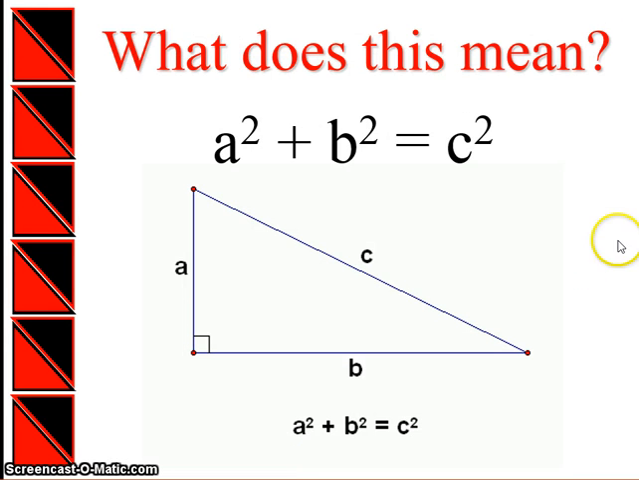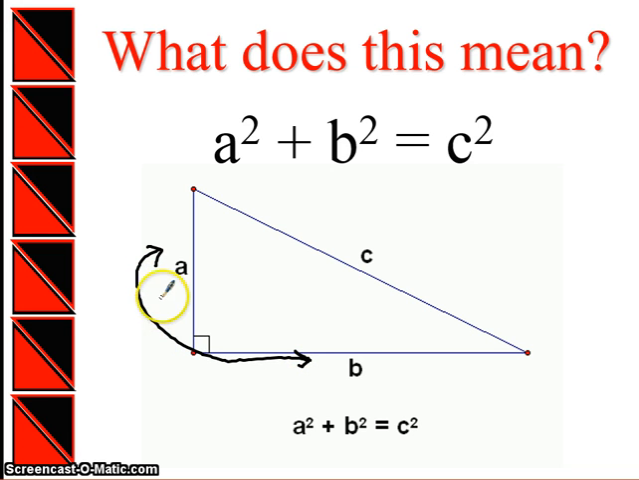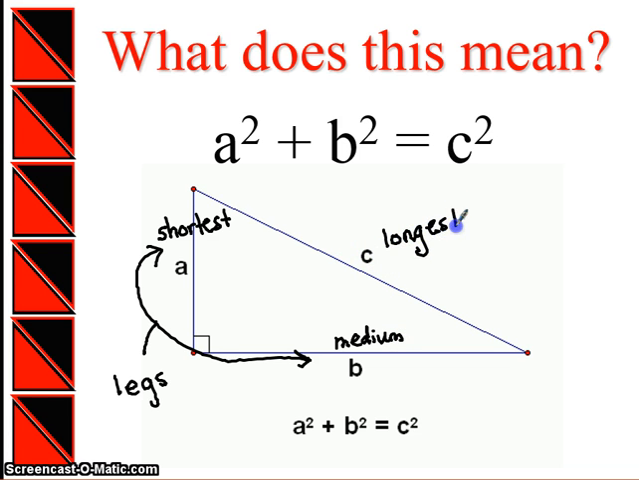Now, what this looks like algebraically is a squared plus b squared equals c squared. A and b are known as the legs of the triangle. The legs of the triangle mean the two shorter sides. And if you want to remember it this way, think about ABC order. A is going to be your shortest side. B is going to be your medium length side. And C is always going to be your longest side, which has a special name called the hypotenuse.